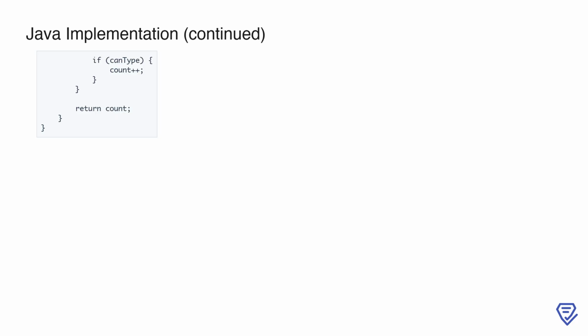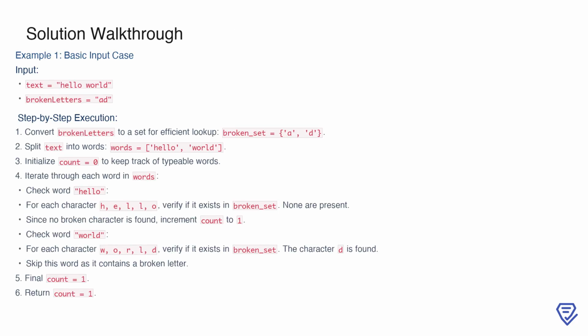Let's start with example 1, where the input text is "hello world" and the broken letters are "ad". First, we convert the broken letters into a set for quick lookup, resulting in broken_set containing A and D. Next, we split the text into individual words, giving us the list ["hello", "world"]. We then initialize a counter, count, to 0, which will track how many words can be typed without using any broken letters. Now, we examine each word in the list.